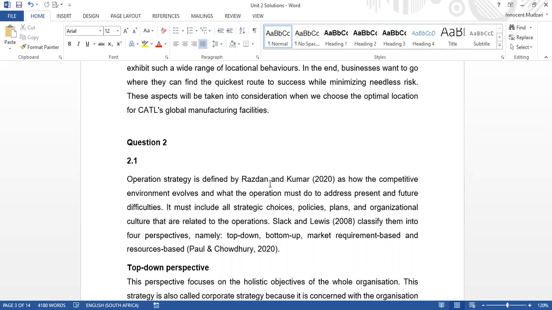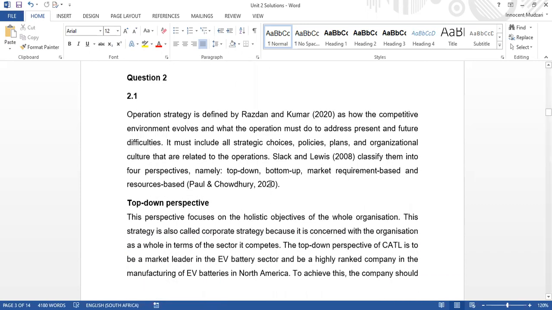Okay. So for 2.1, it's 10 marks. So you can also write your introduction, and then you write about the four perspectives of operations strategy. The four perspectives of operations strategy that we have are the top-down perspective, the bottom-up perspective, the market requirements-based perspective, and then the resources-based perspective. These are the four perspectives that you can write about on question 2.1.